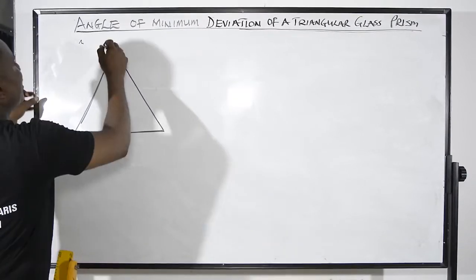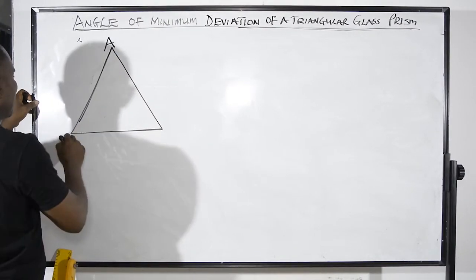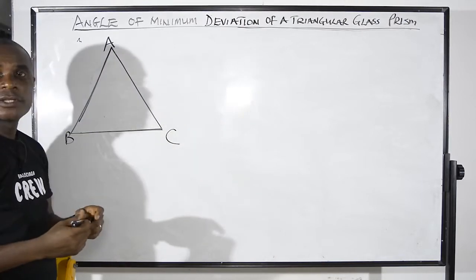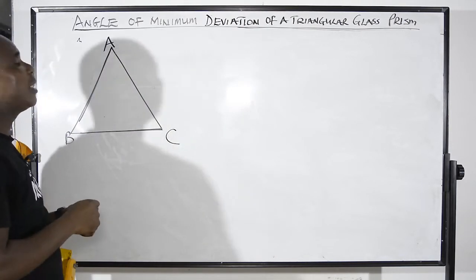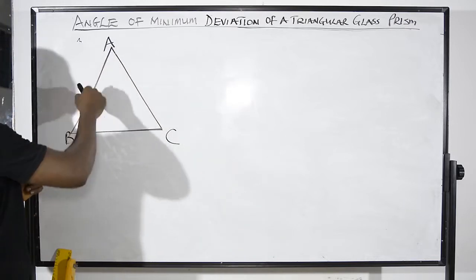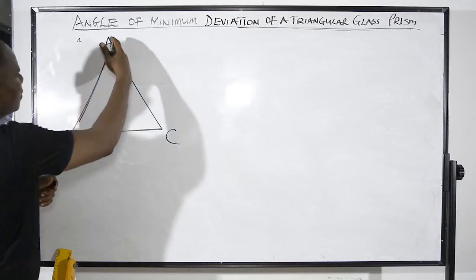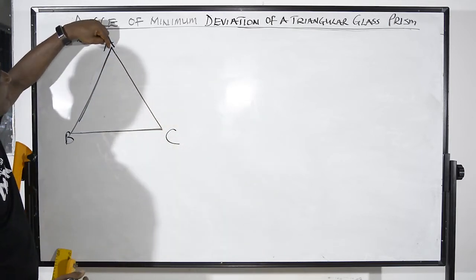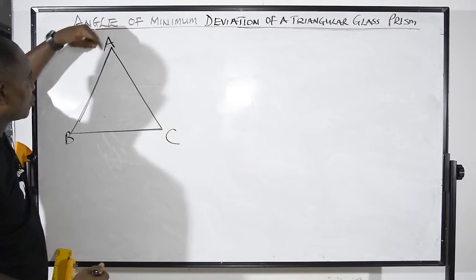We want to find the refracting angle. The refracting angle is defined by the point where the ray is entering and where you are observing. So if the incident ray is coming through here and I'm observing this path, then this angle becomes my refracting angle, or the angle of the prism. You can call it that way too.